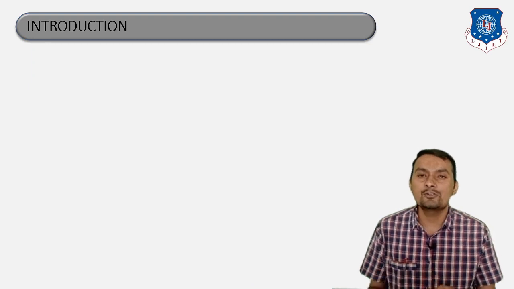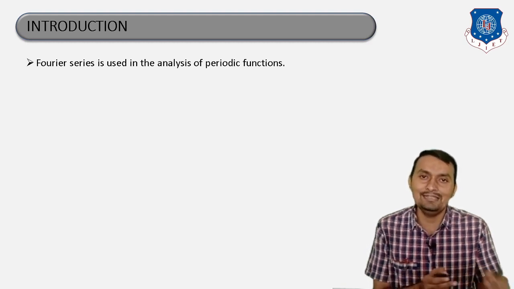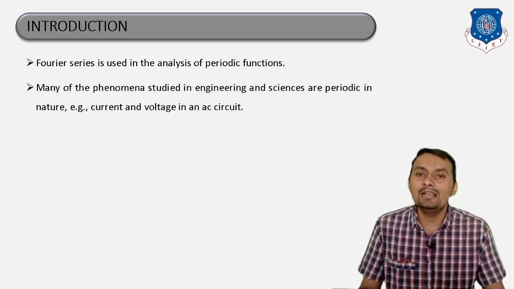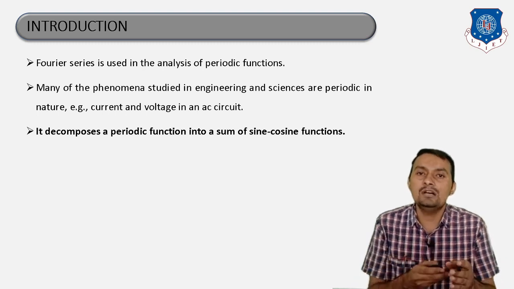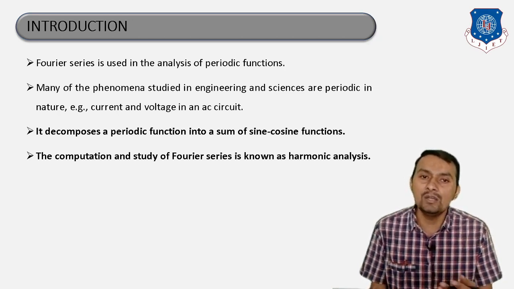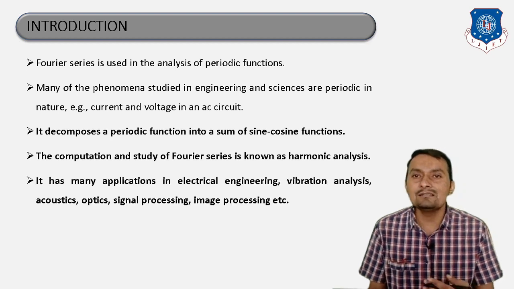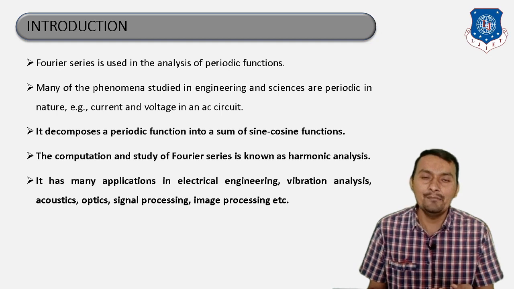So let's have a look at the first introduction part. Fourier series is used in the analysis of periodic functions, but here the question arises, what is a periodic function? That we are going to discuss in the consecutive slides. Many of the phenomena studied in engineering and science are periodic in nature, for example current and voltage in an AC circuit. It decomposes a periodic function into a sum of sine and cosine series. The computation and study of the Fourier series is known as harmonic analysis. It has many applications in electrical engineering, vibration analysis, acoustics, optics, signal processing and image processing.